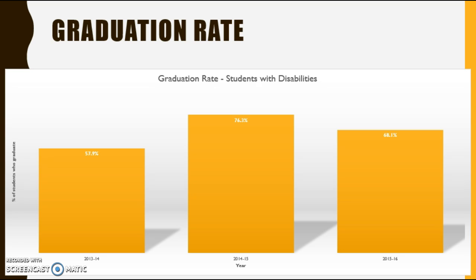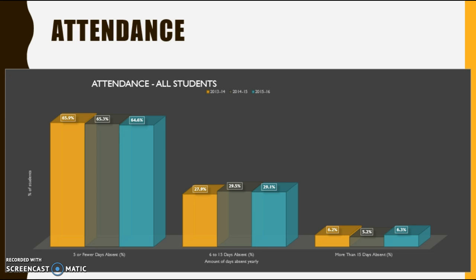And the graduation rate of students with disabilities. Now, attendance isn't too bad for us, but it is a slight weakness, and it is actually something that we've been working on. Over half of the students at our school miss 5 or fewer days, and then we have about 30% of students who miss between 6 to 15 days, which is concerning.